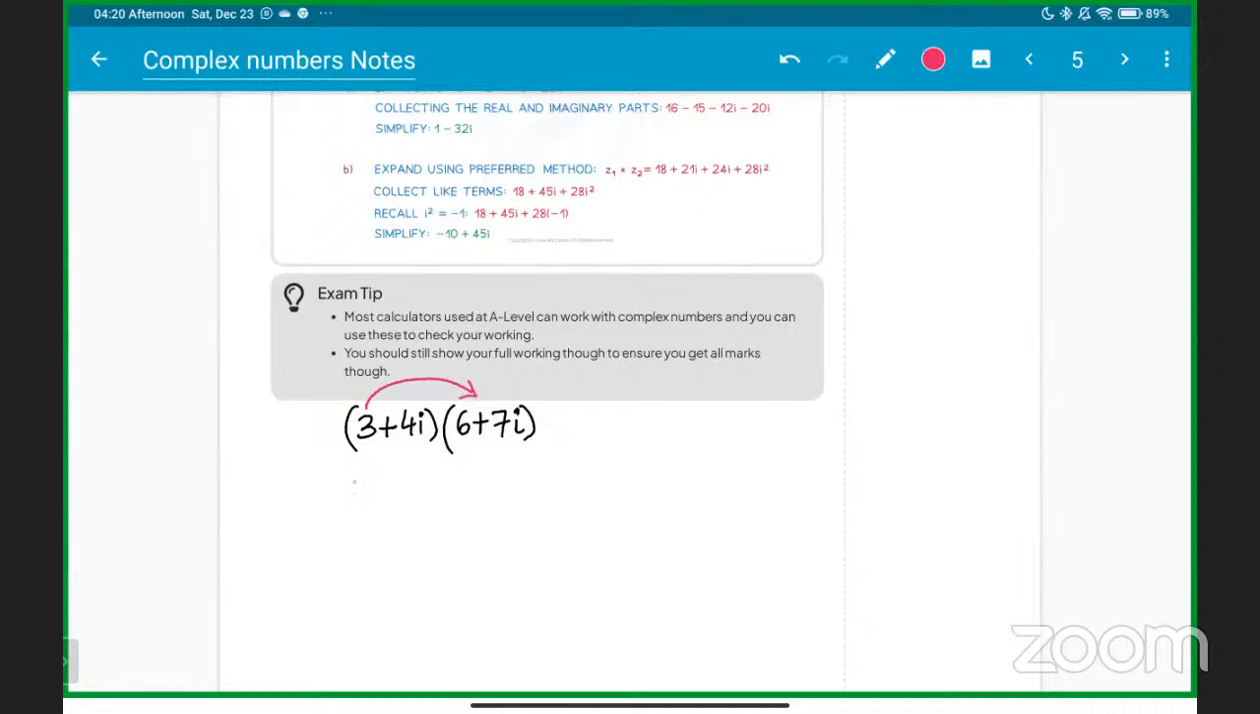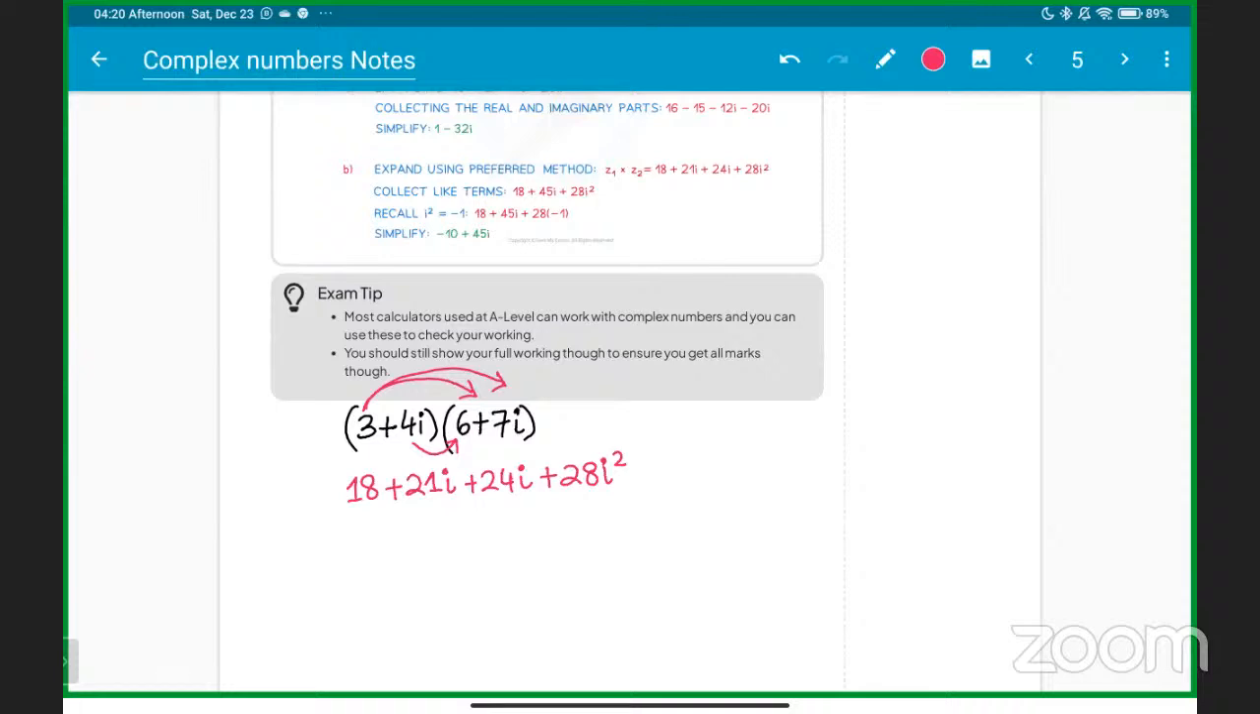3 times 6 is 18, right? 3 times 7i will be 21i, right? 4 times 6i, 24i, and 4 sevens is 28, but i and i will become i squared. Let me know if anyone has doubt in this. First step would be this thing, always.